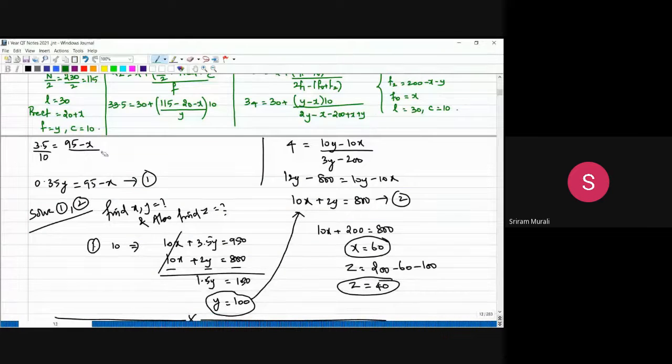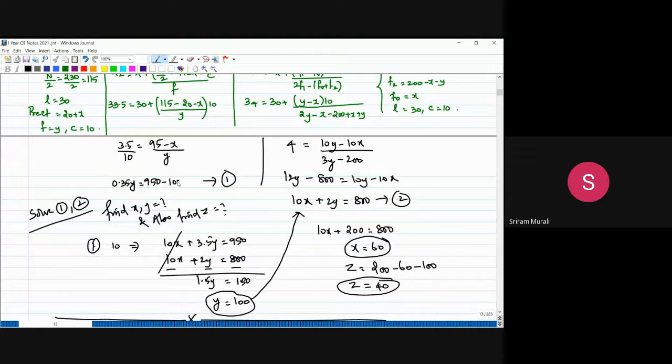If I cross multiply, I would get this. Let me know am I right? This is 0.35y is equal to 950 minus 10x. This is my first equation.